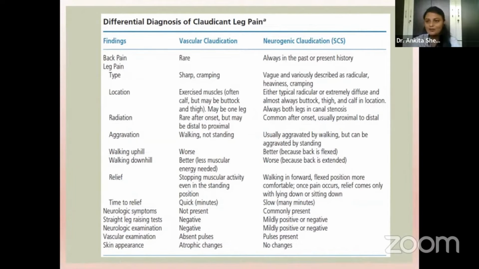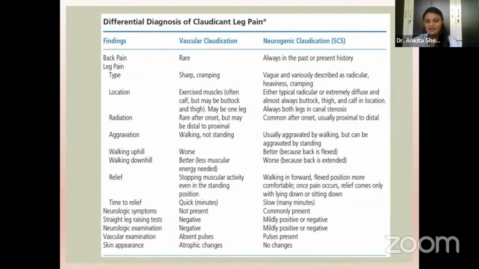Now, when a patient walks uphill or up a slope, in vascular claudication, they are worse. This is because the energy demand of that activity is more, which causes vascular claudication. Whereas in neurogenic claudication, walking uphill, a patient is better. This is because the back is in a flexed position while the patient is walking uphill. On the contrary, when the patient is walking downhill, the patient is better with vascular claudication as much less energy is required, whereas the patient is worse with neurogenic claudication because the back is extended as we go down a slope.